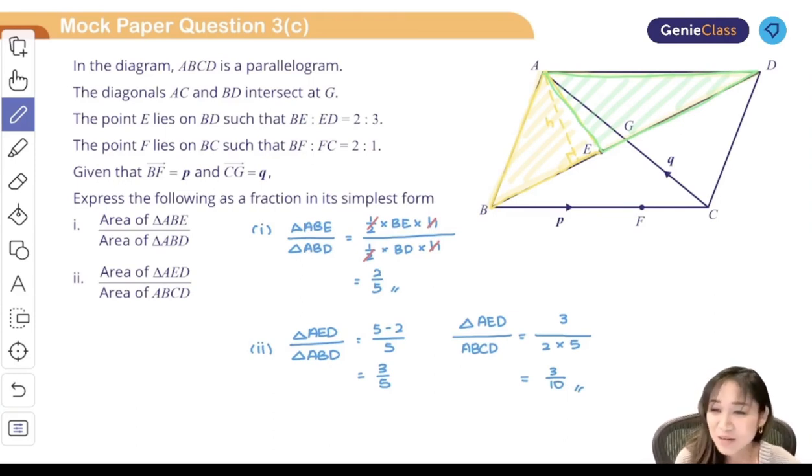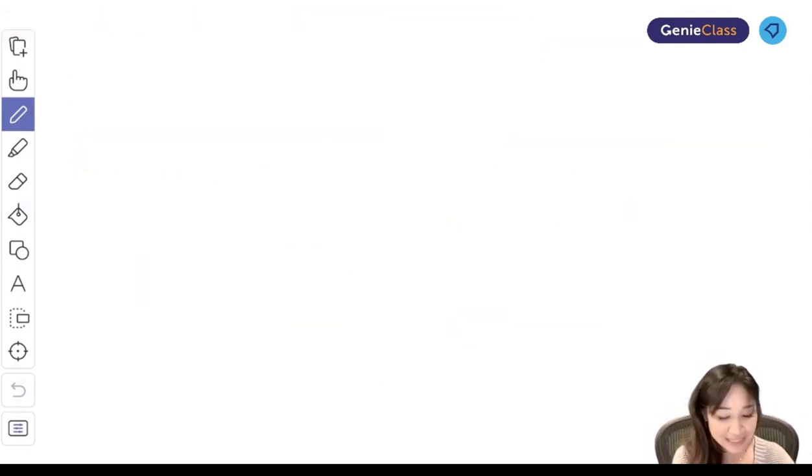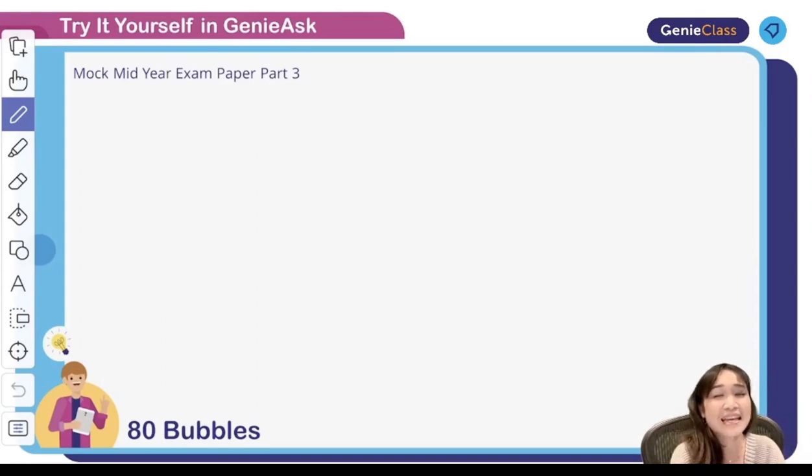Yes. Anyone has any questions? Anyone not sure? Want to clarify? Okay, if no questions, then very good job. That is it for mock paper part 2. Next week we will be going through part 3, so do try it out before the lesson next Thursday.